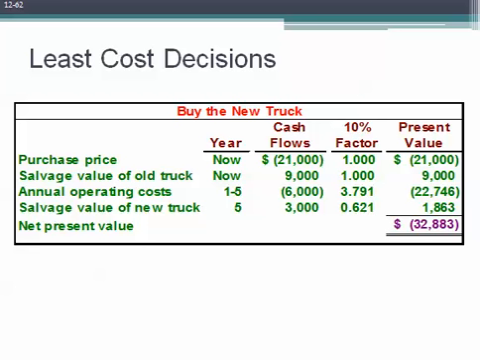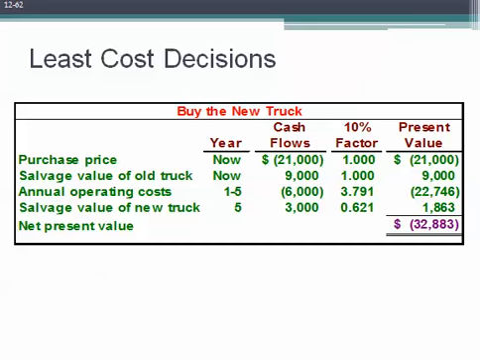Obviously, if we had a choice, we wouldn't buy a new truck. But the truth of the matter is we need a delivery truck to deliver our furniture. So we're going to have to pick the alternative that has the lowest cost from a present value perspective.